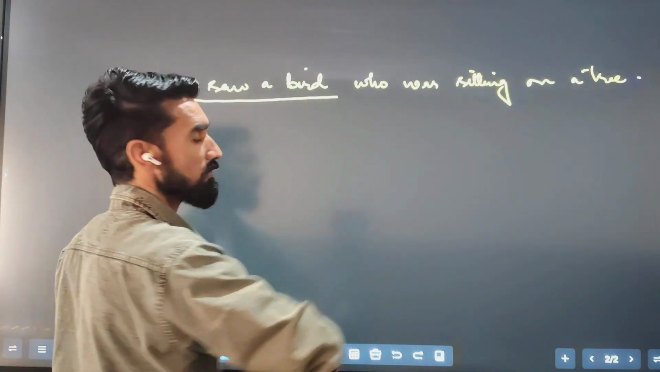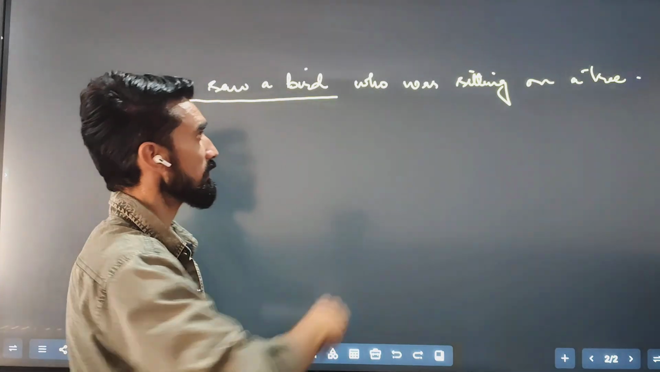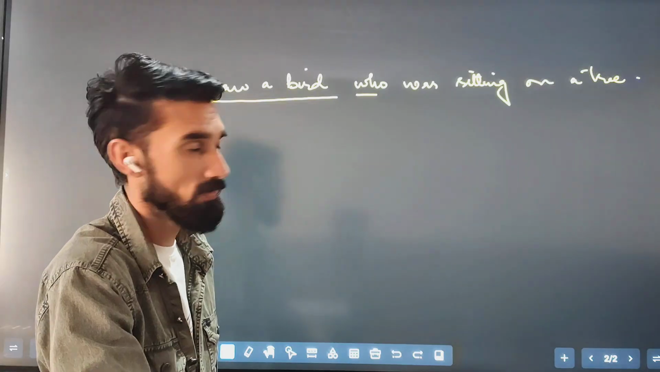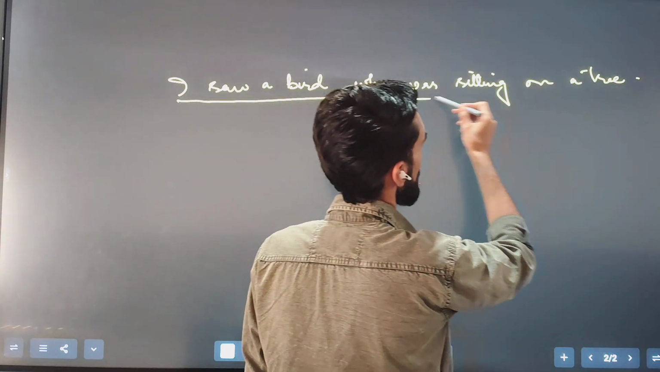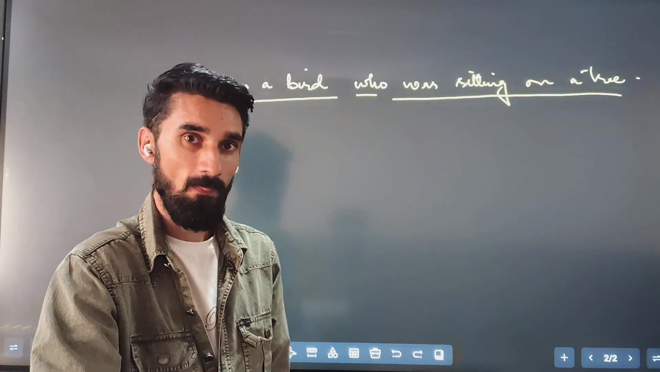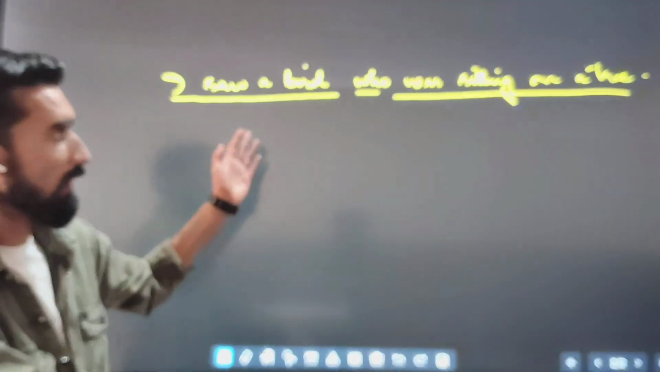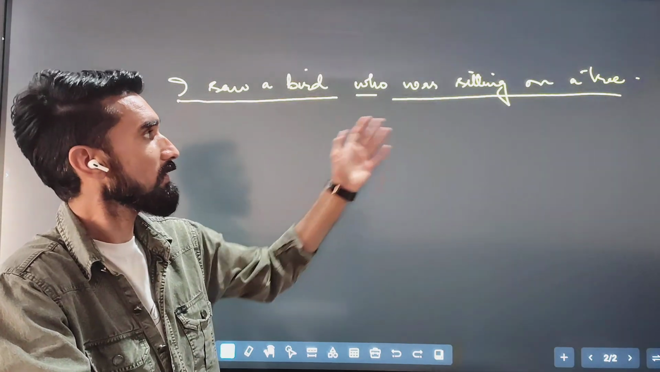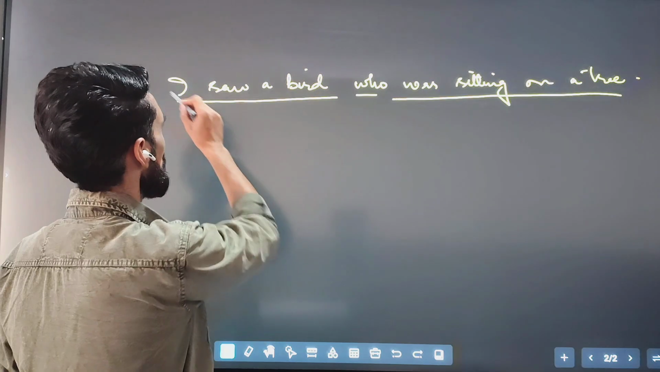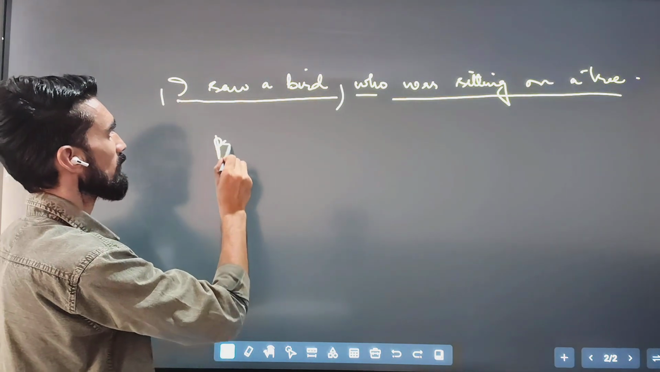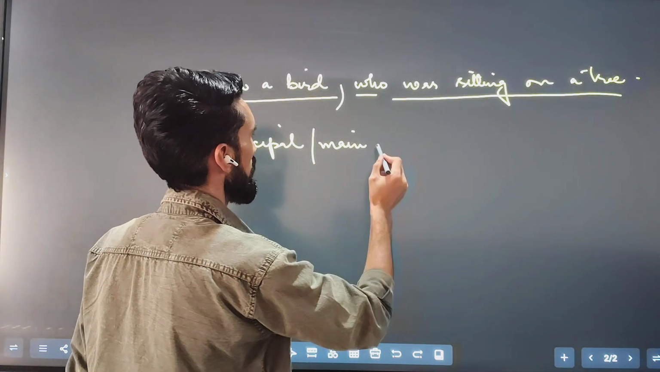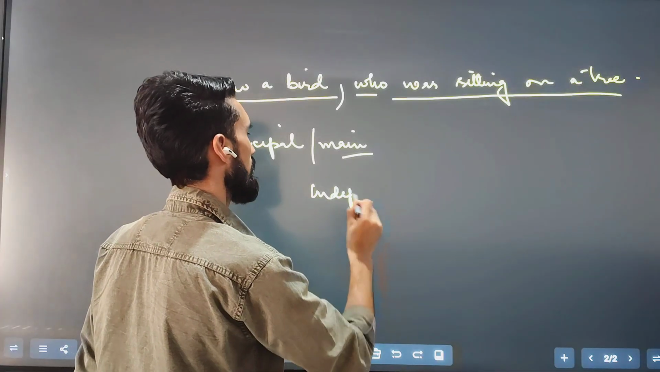I have two clauses. I saw a bird, this is one clause, and it is joined by a subordinate conjunction. It is not a coordinating conjunction, it is a subordinate conjunction: who was sitting on a tree. So it is a complex sentence, because one clause in this sentence is dependent and the other is independent. Which one is dependent and which one is independent here? This clause is independent, or this is the principal clause. I have told you, it can be named as principal clause, main clause, or independent clause.